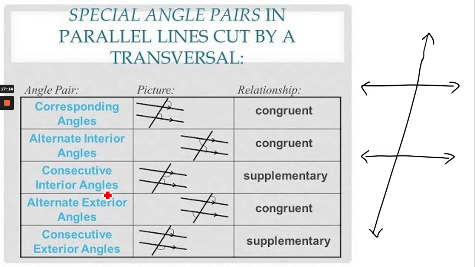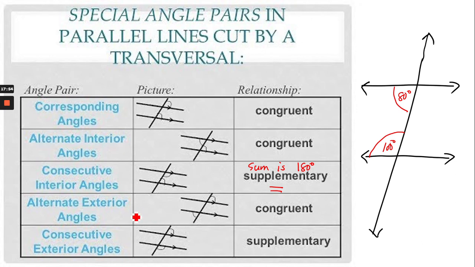Next, consecutive interior angles. Consecutive interior angles are always supplementary. What do we mean by supplementary? The sum is always 180 degrees. If you add them, the sum is 180 degrees. So these are consecutive interior angles. If this is 80, to make it 180, this should be 100, right? So that is consecutive interior angles.